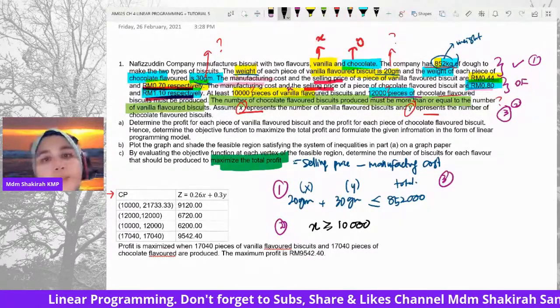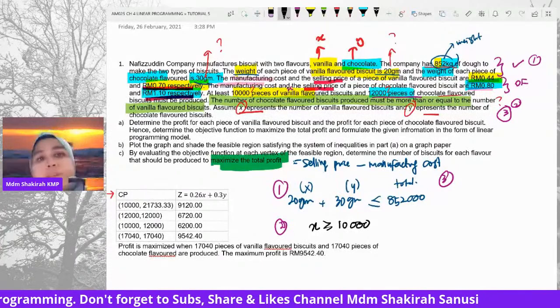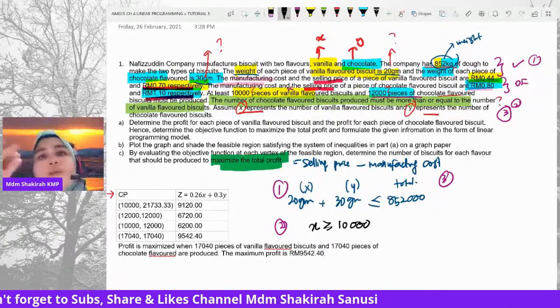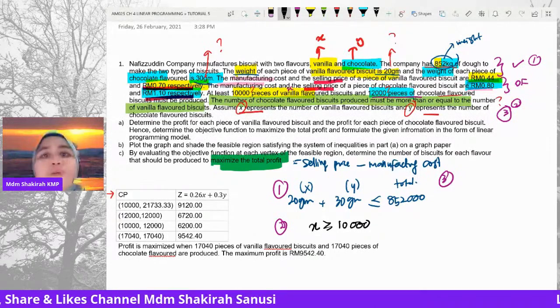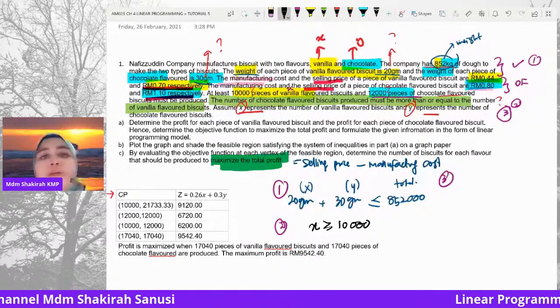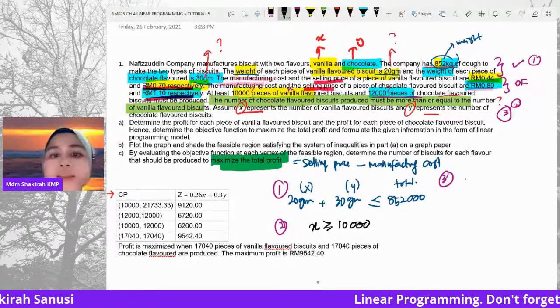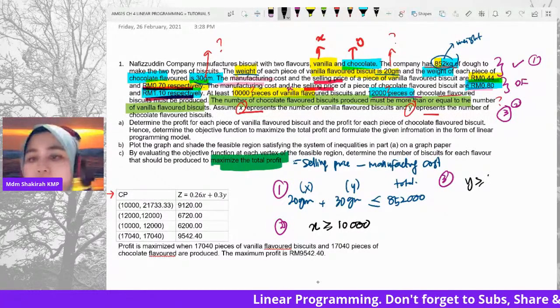Okay. So, kenapa penting saya labelkan sebagai 2 dan 3? Supaya saya nampak, okay, ini adalah untuk nombor 2. Kita punya linear graph untuk nombor 2. Nombor 3 adalah linear graph yang lain. Okay, at least 12,000. So, sama sahaja 12,000.